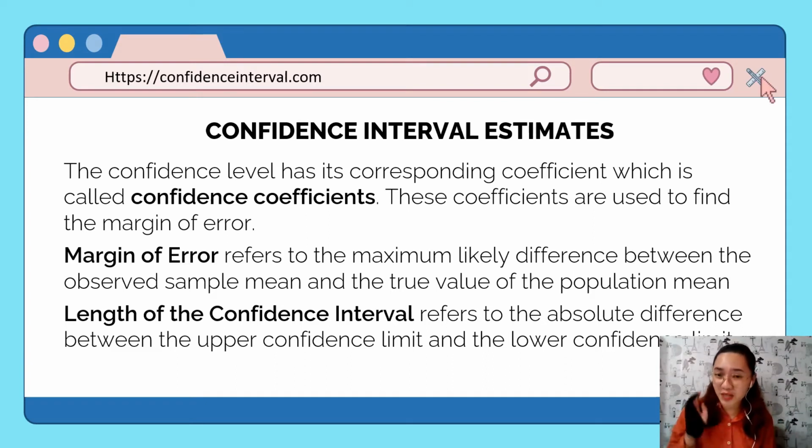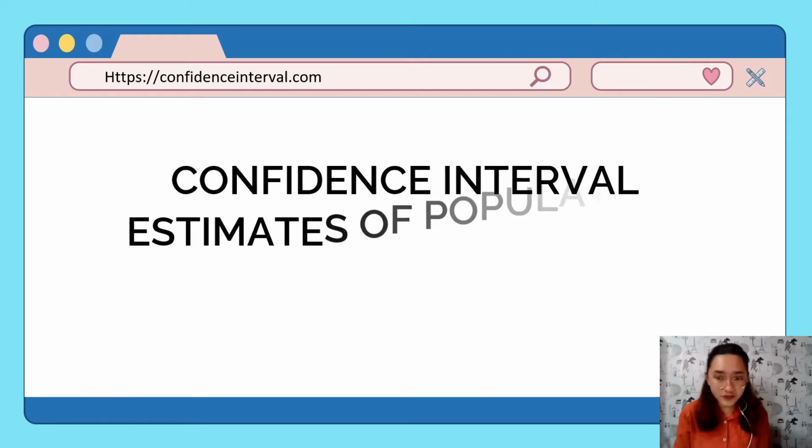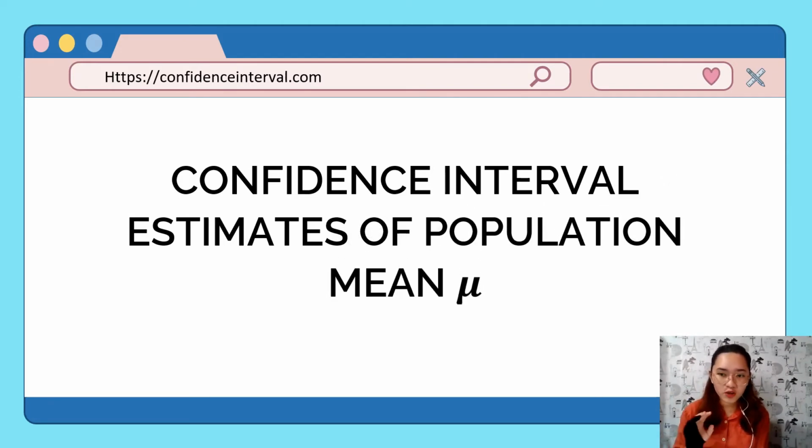So, mas maiintindihan nyo pa yung mga concepts na yan as we go on in our lesson. Proceed na tayo sa formula na gagamitin natin to get our interval estimates. Again, so yung lesson natin about confidence interval, we will focus on estimating yung population mean. Magpo-focus na lang tayo dito sa population mean since ito naman yung pinaka-usual na ginagamit sa mga researchers.